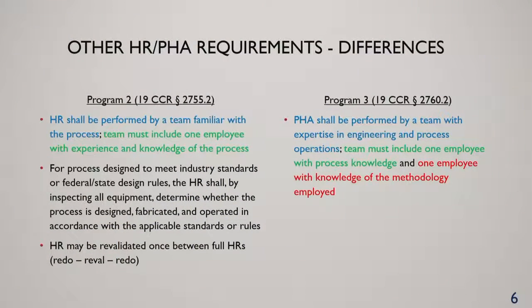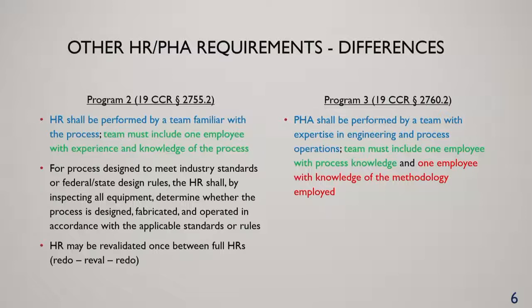So looking more at the differences now, the first one that I wanted to bring up was with the teams required to run a hazard review or PHA. So the regs specifically spell out for both Program 2 and Program 3 that you need a team to run this analysis. With regards to Program 2, you're looking at a team that includes one employee with experience and knowledge of the process. That's it.